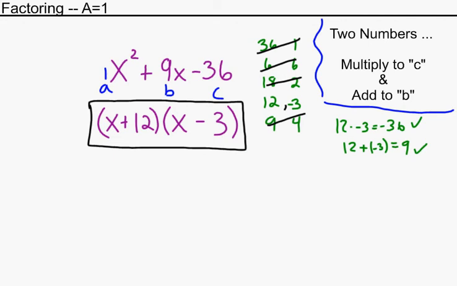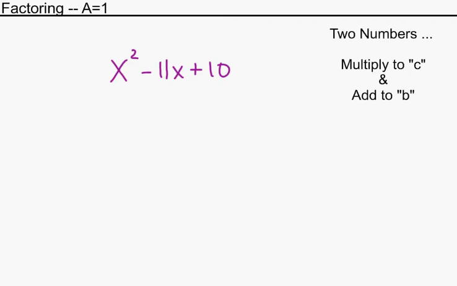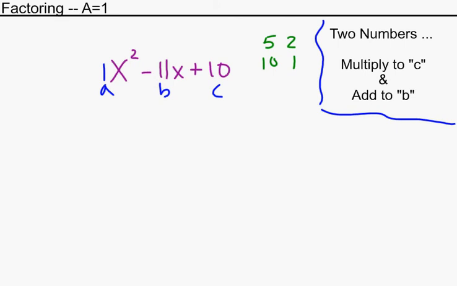One last example, very quickly. I start out again with a trinomial that's quadratic. A is 1, B is negative 11, C is positive 10. So I need two numbers that multiply to positive 10 and add up to negative 11. List out all the things that give me 10. I know it's 5 times 2. And then I might stop and think, wait, there is another one, 10 and 1.